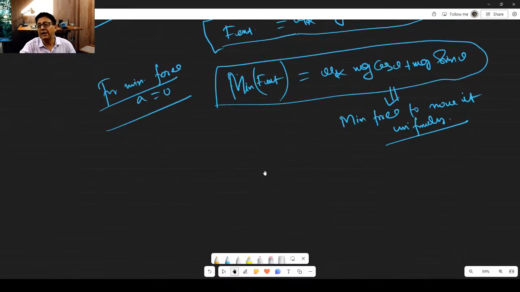Now some practical applications. Suppose I am placing a book against the wall. Can I keep it stationary over there? Suppose I am sitting between two walls, leaning on one wall and keeping my feet on the other wall. Can I keep myself stationary at some height above the ground? Yes. How?